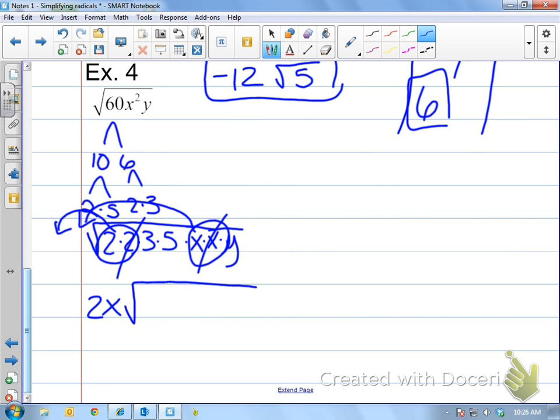What's left under the square root? 3 times y. 3 times 5 times y. What can we do with the 3 and the 5? Multiply them. So 15y. Good.